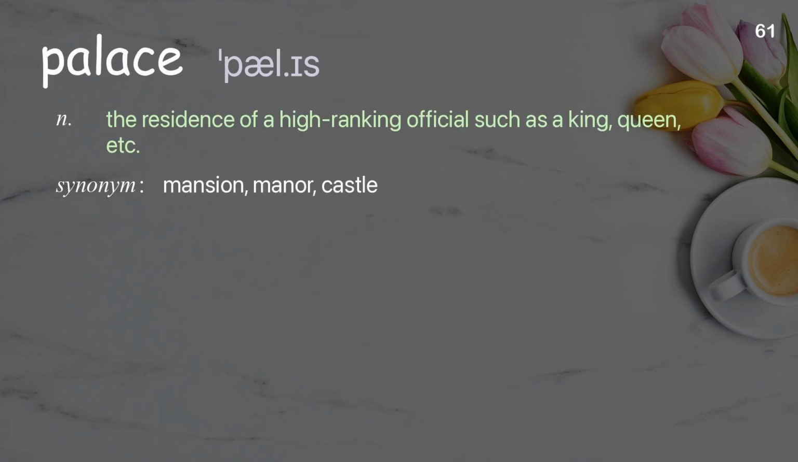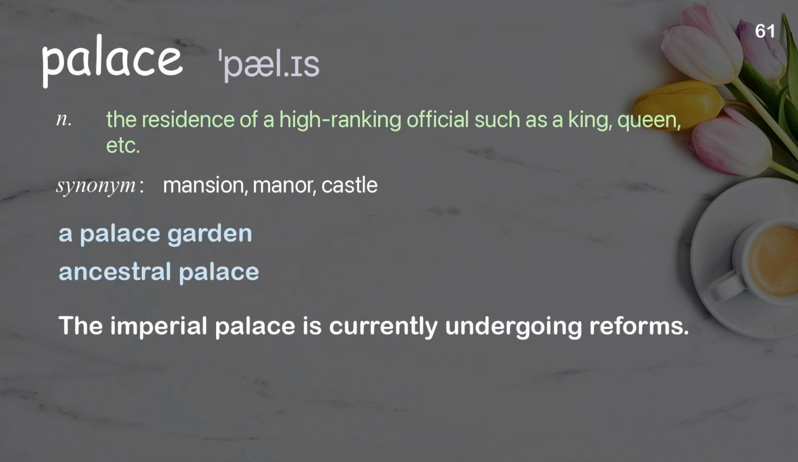Palace. The residence of a high-ranking official, such as a king, queen, etc. Examples: A palace garden, ancestral palace. The imperial palace is currently undergoing reforms.